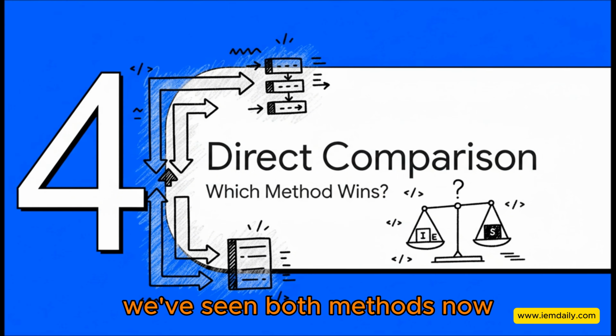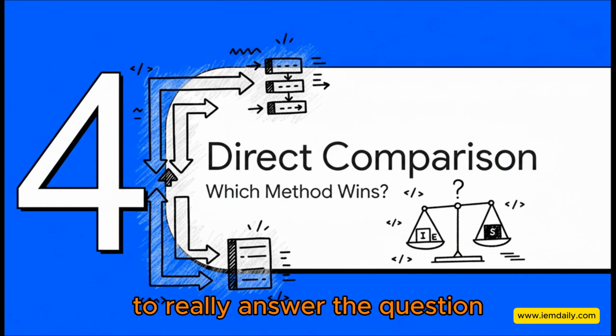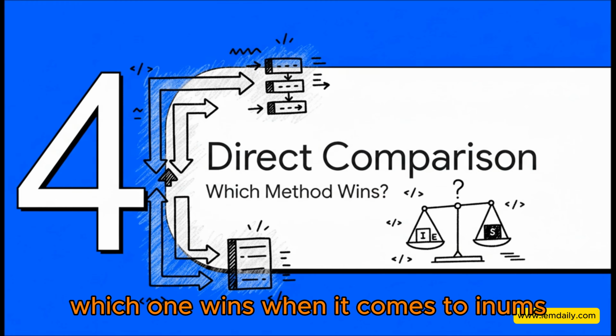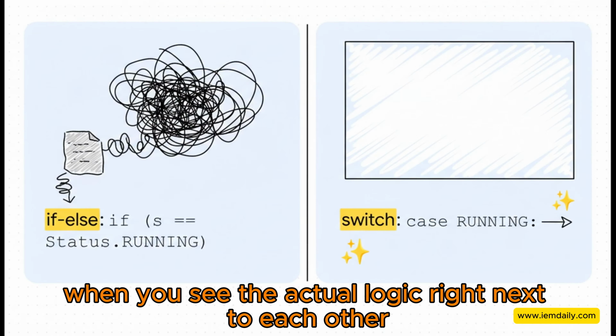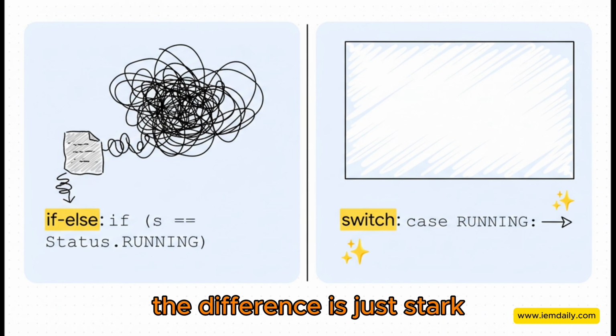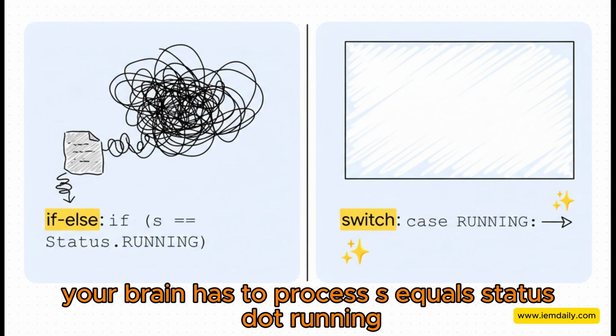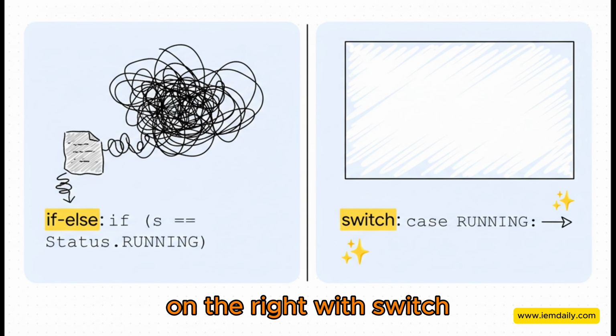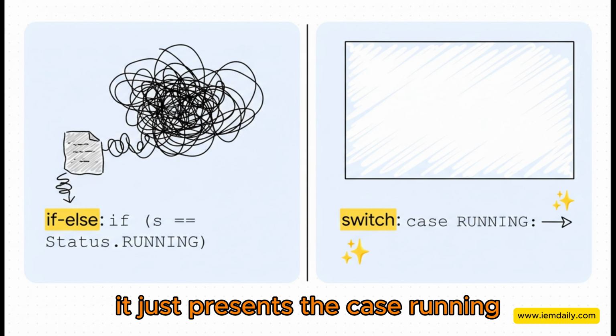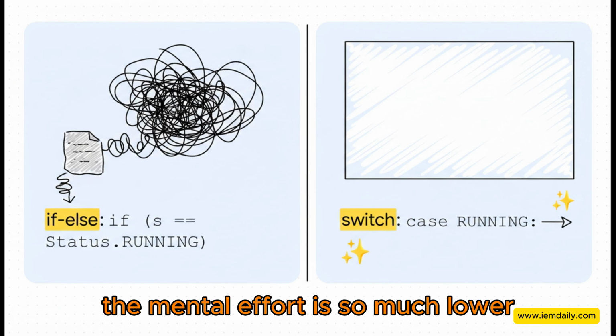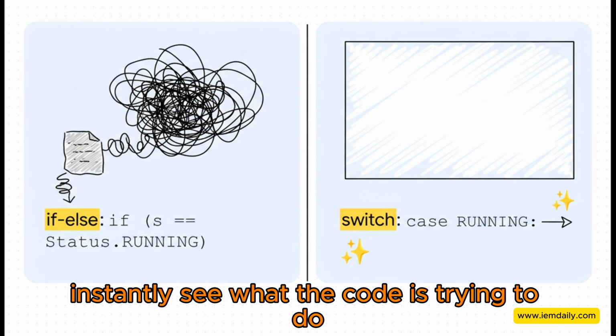All right, time for the main event, section 4, the verdict. We've seen both methods. Now we're going to put them side by side to really answer the question: which one wins when it comes to enums? When you see the actual logic right next to each other, the difference is just stark. On the left, with if-else, your brain has to process s equals Status.RUNNING. On the right, with switch, it just presents the case, running. The mental effort is so much lower, and you can instantly see what the code is trying to do.